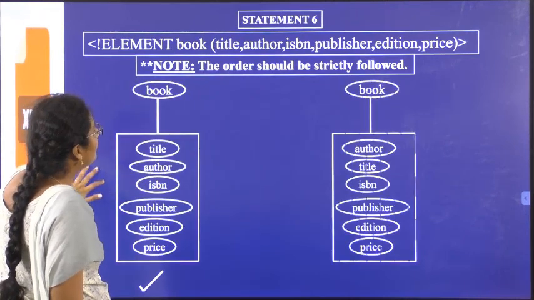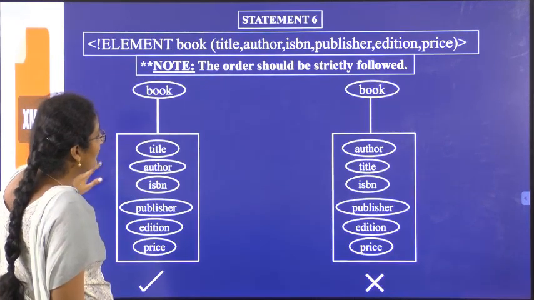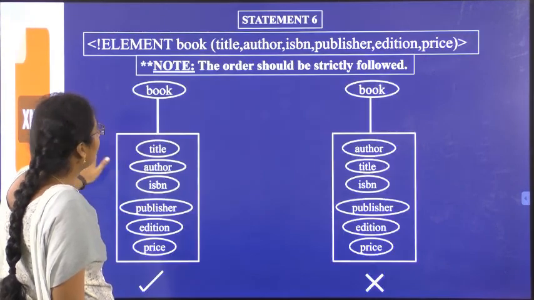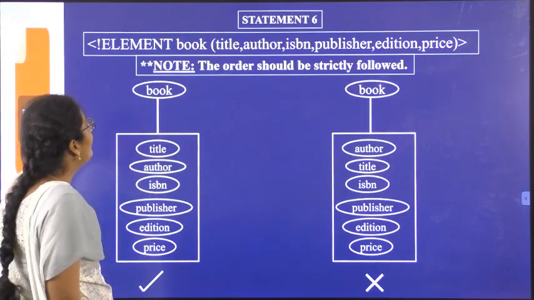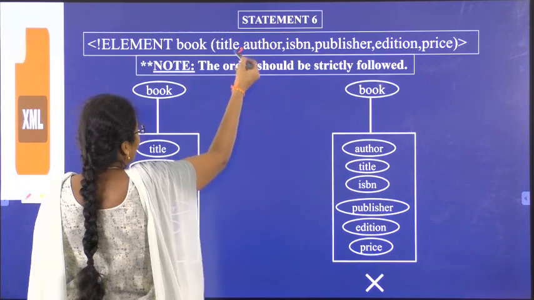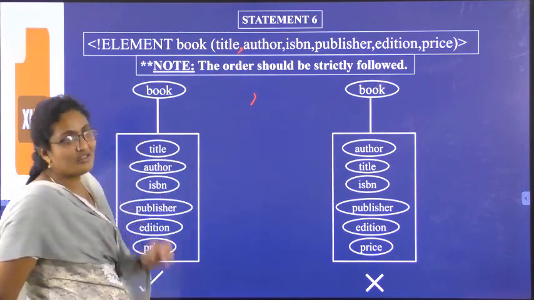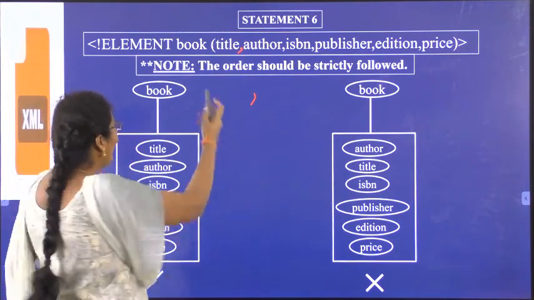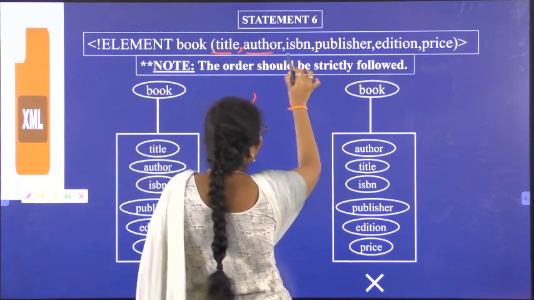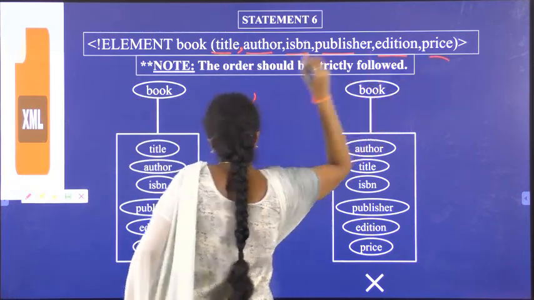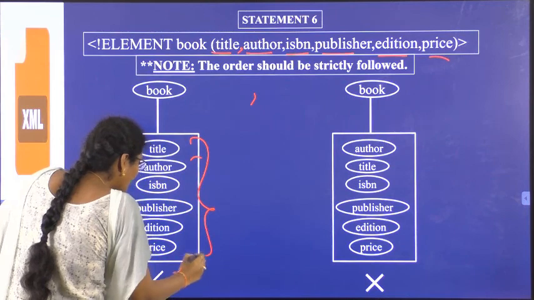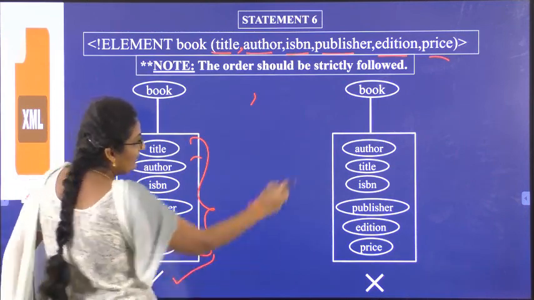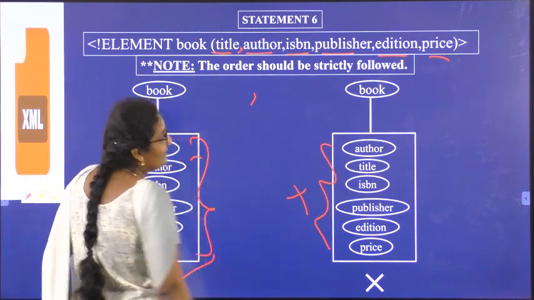And next one, order should be strictly followed. If you see here, we are using the comma symbol. That comma is for following the order. So what order do we have here? Title, author, ISBN, publisher, edition, price. That order should be strictly followed, then it is correct. If the order is missed, that is wrong.